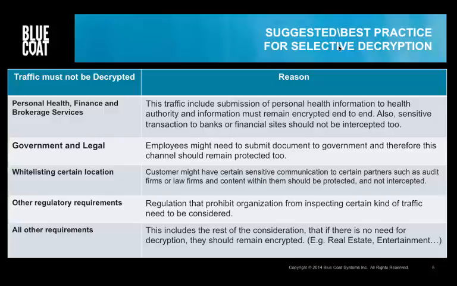Here is another example where a customer may not want to decrypt traffic to certain categories due to local compliance and employee privacy issues while decrypting everything else. In this example, you can write a policy that excludes certain categories such as personal health, finance and brokerage services, government and legal categories from inspection to protect your employees' privacy.